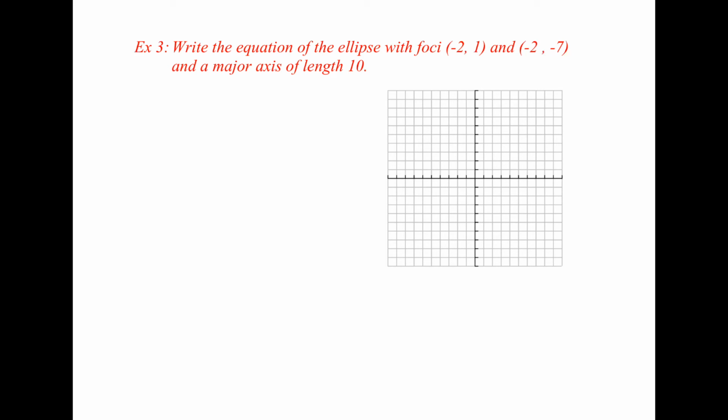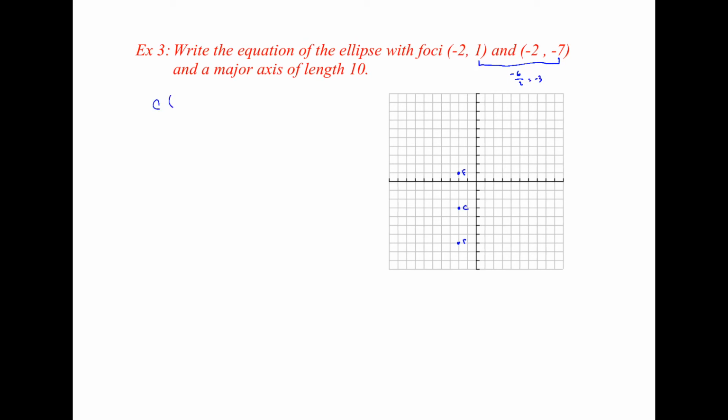So on this particular example, I've given you the foci. So at negative 2, 1, and at negative 2, negative 7, we have the foci. Well, what does that give you? It gives you the distance between the two, which means you can find the center. So you're finding the average, or the midpoint, between 1 and negative 7. That'd be negative 6 divided by 2, because you add them and divide by 2. So that'd be at negative 3. So then we know our center is at (-2, -3).